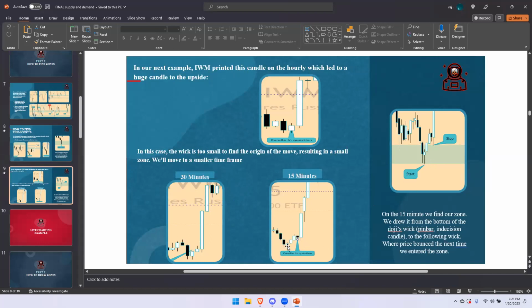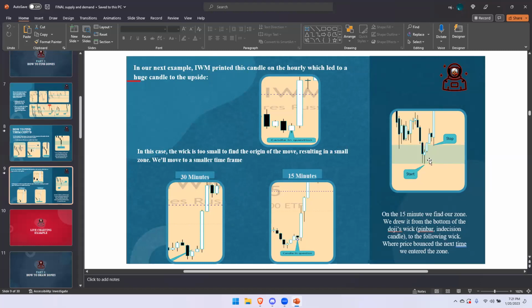This is this candle right here. I took it from the bottom of this wick and I took all this to the next time we found right there. So not that rejection, not that, but this one right here. See, I took it from here to here on the 15-minute time frame.